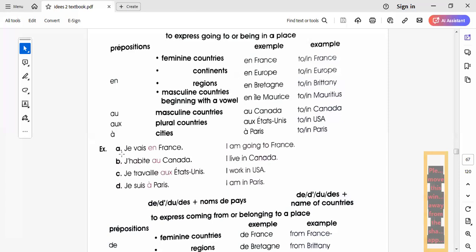Je vais en France. I'm going to France. J'habite au Canada. I live in Canada. Je travaille aux États-Unis. I work in the United States. Je suis à Paris. I am in Paris.